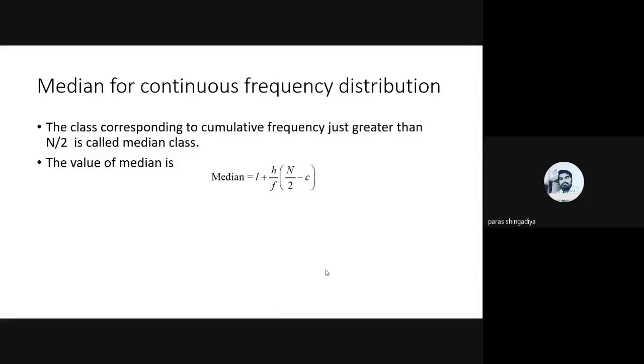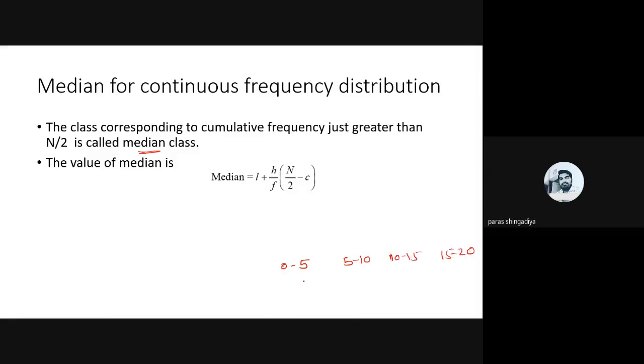We first decide the median class. So how can we check the median class? Let us first consider one counter example here for continuous frequency data: 0 to 5, 5 to 10, 10 to 15, and 15 to 20.